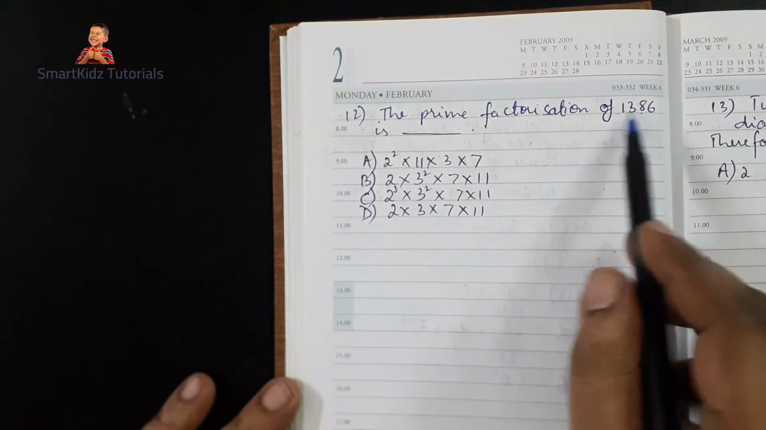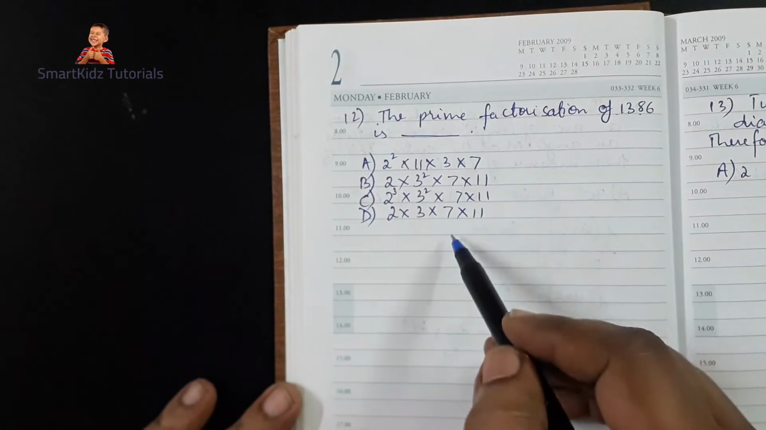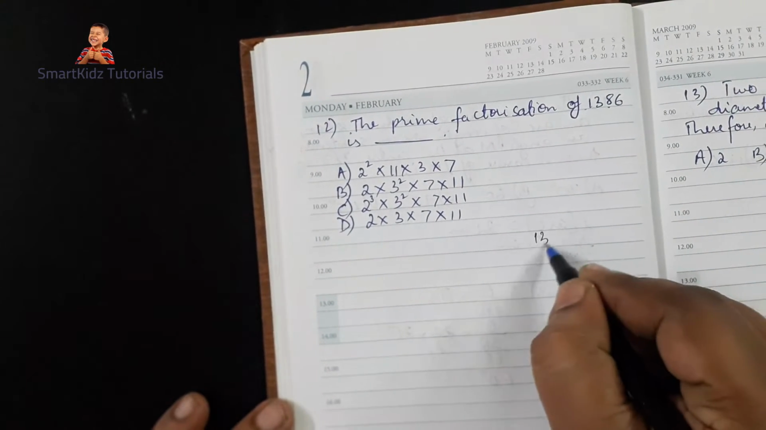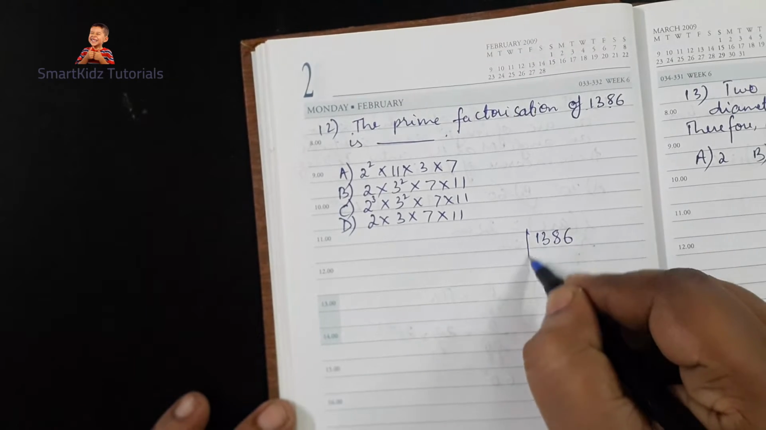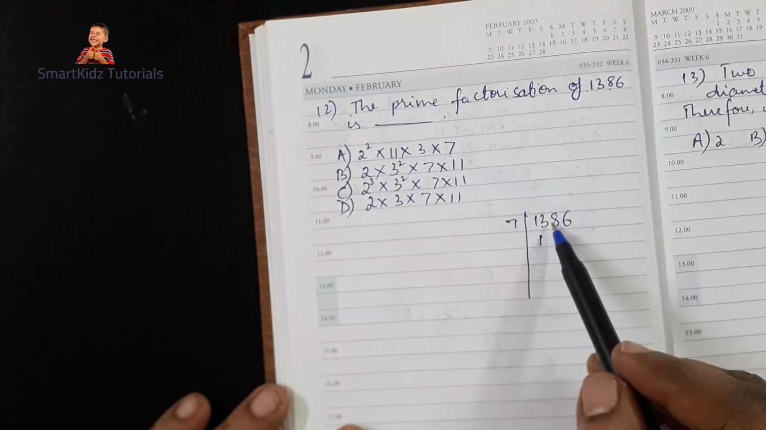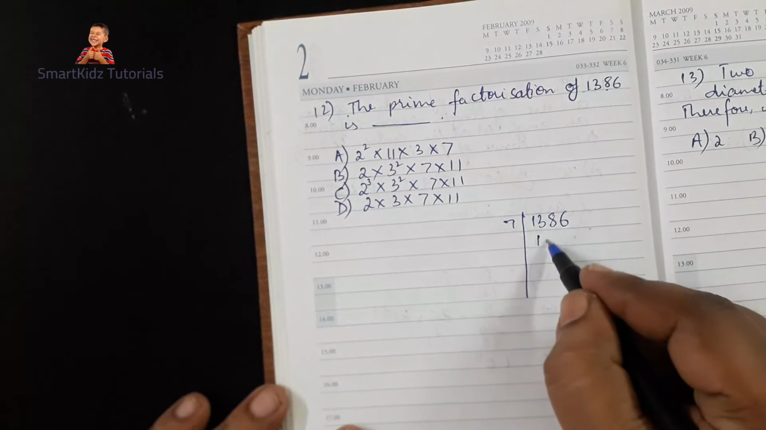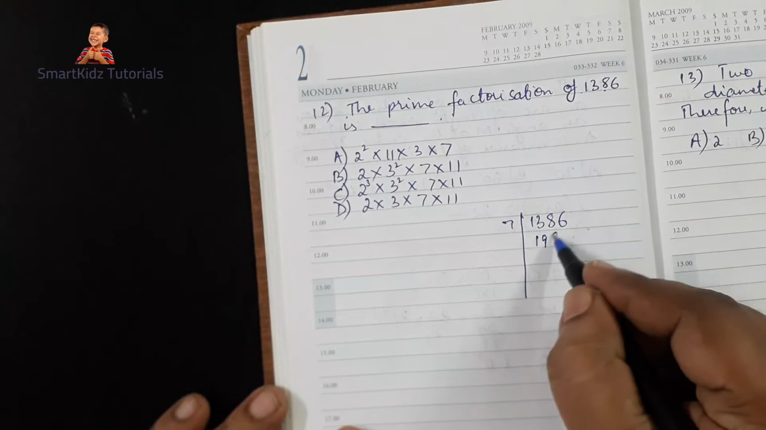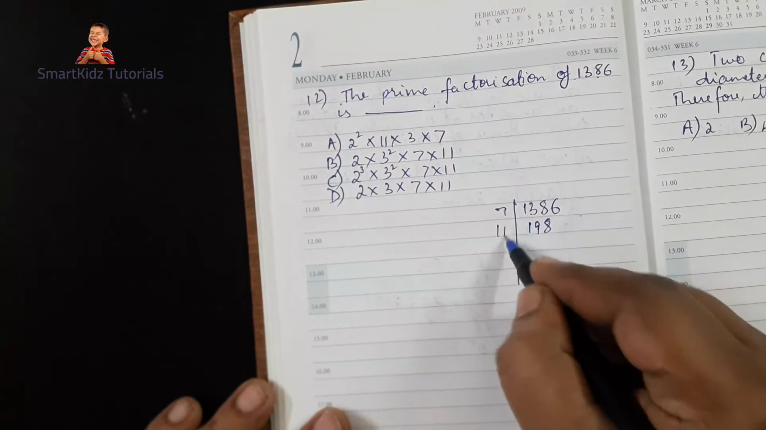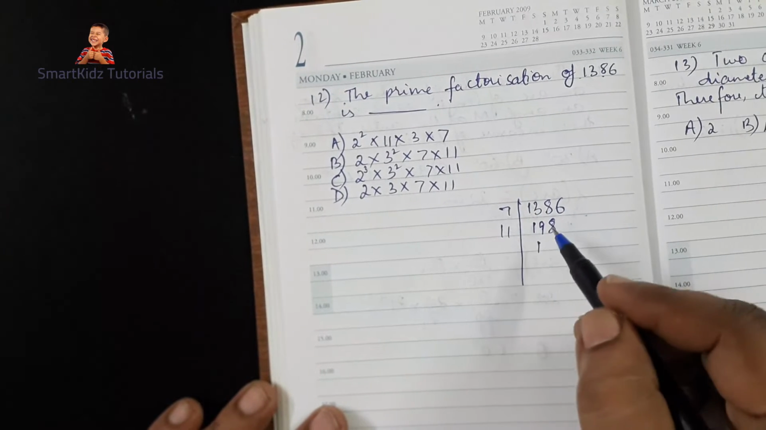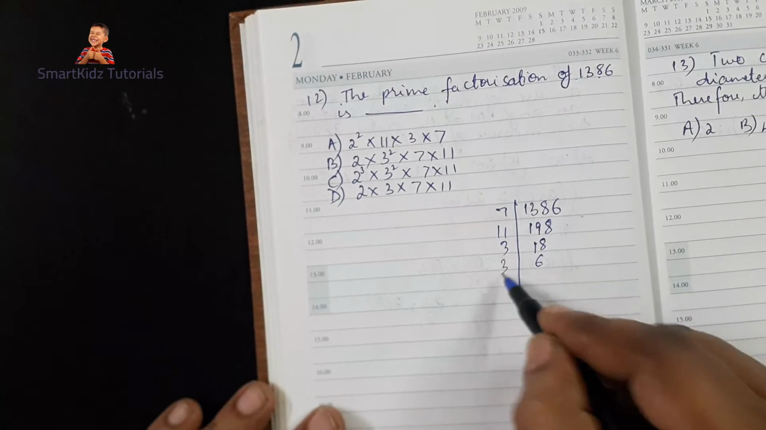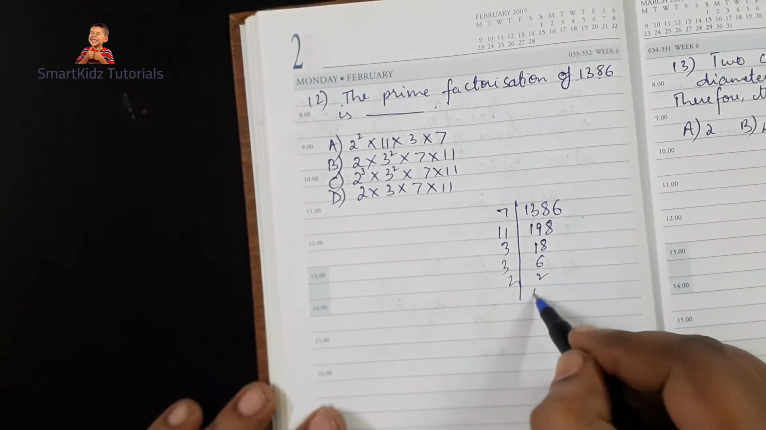The prime factorization of 1386 is dash. We have been given the factors. Let's factor and find out for ourselves what the factors are. 1386, 7 ones are 7, carry 6, 6, 8, 7 9s are 63, carry 5, 56, 7 8s are 56. Next, we'll take 11, 11 ones are 11, carry 8, 88, so 11 8s are 88. 3 into 6 is 18, 3 into 2 is 6, 2 into 1 is 2.